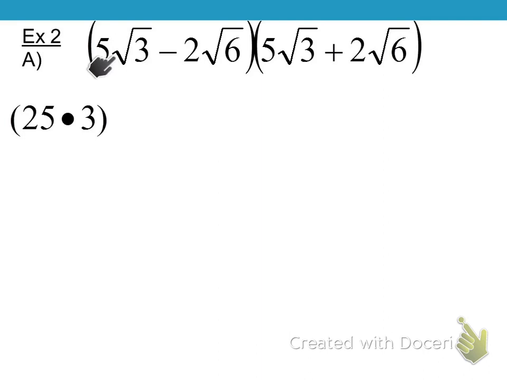All right, what's 5 square root 3 times 2 square root 6?